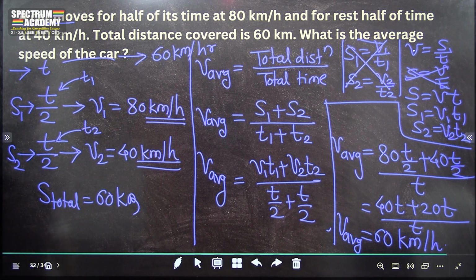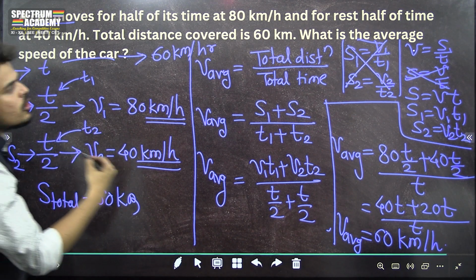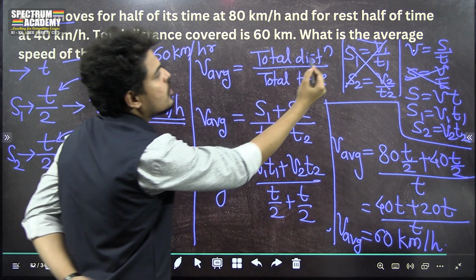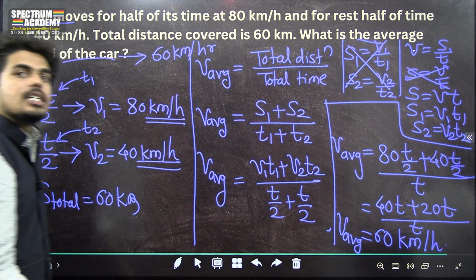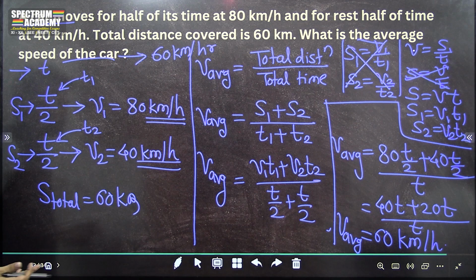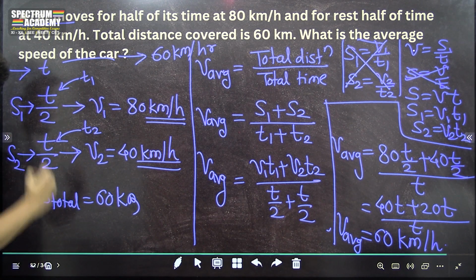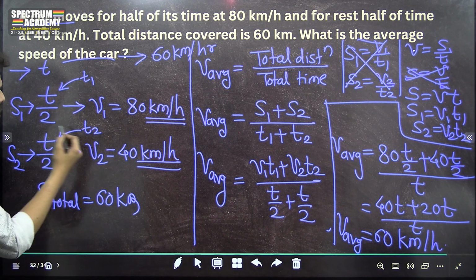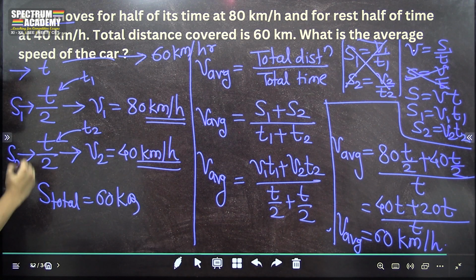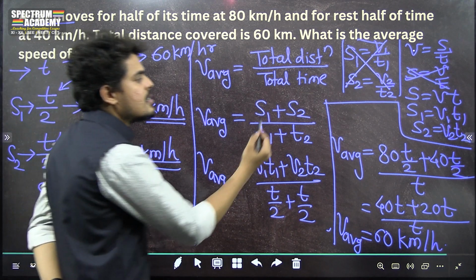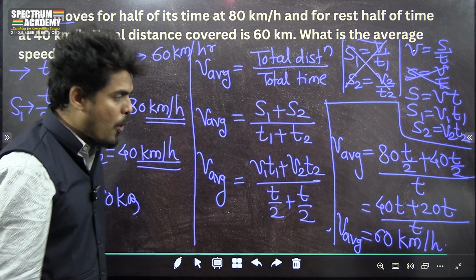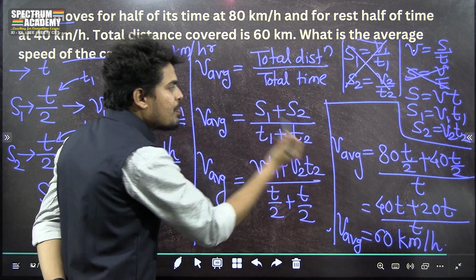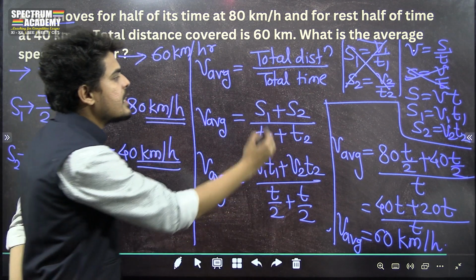So what I have done here, we know that v average equals the total distance upon total time. Suppose in the first half of the time, that means t1 equals t by 2, the distance covered is s1, and in the next half time, t2 equals t by 2, the distance covered is s2. So the total distance is s1 plus s2 upon total time t1 plus t2.